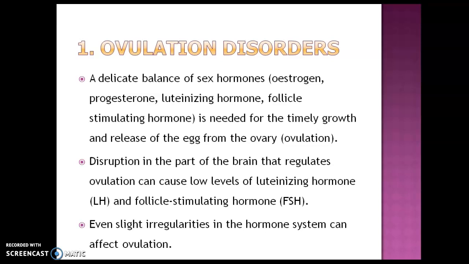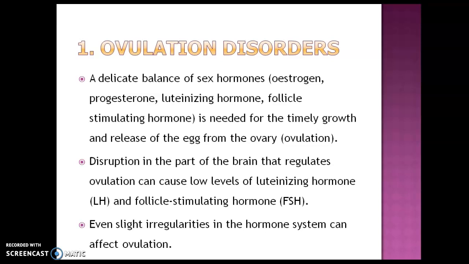So, as ovulation is one of the major parts of fertilization or the reproductive activities, the development and the release of the egg need a perfect balance of the female reproductive hormones. And we know that the release of the egg is known as ovulation.